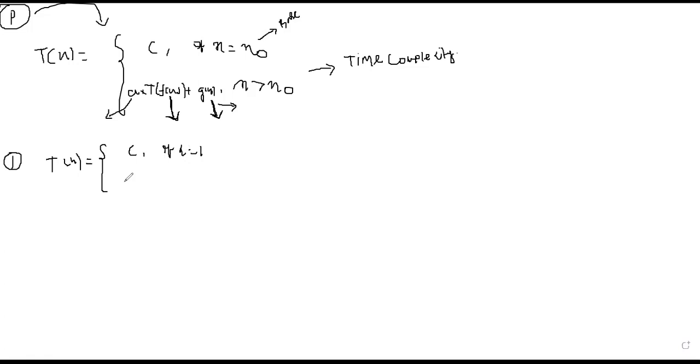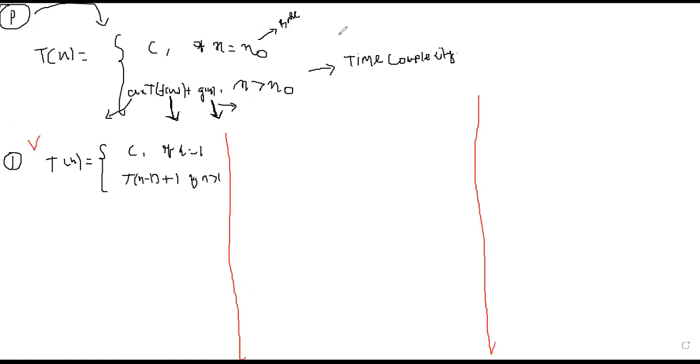Else T(n) is equal to T(n minus 1) plus 1, if n is greater than 1. So this is the recursive equation given. Now we have to apply the substitution method to find the time complexity for this equation. So what do you have to do now? You have to find the time complexity for this.